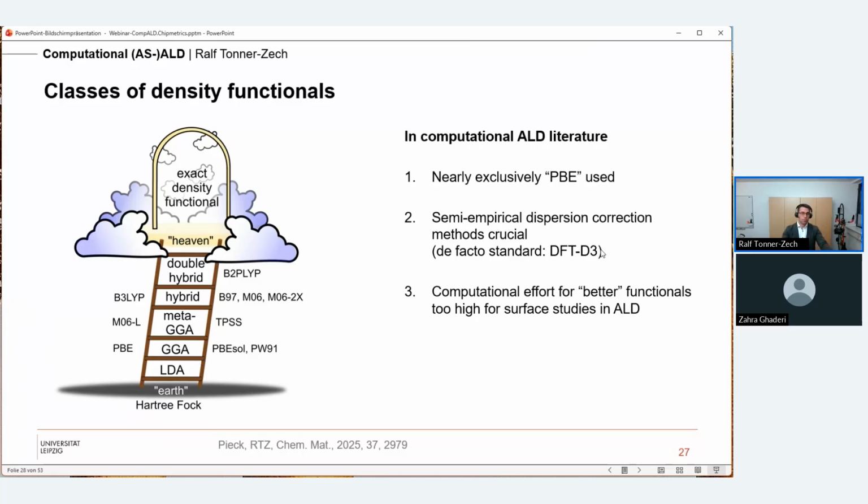Very important is that you include dispersion correction, because these density functionals do not capture dispersion interaction. That is the attraction between two rare gas atoms, for example, so fluctuating dipole interaction. So the de facto standard in chemistry is the DFT-D method. It's a very simple but quite accurate semi-empirical method, which can just be added as a correction term to your DFT energy. And as I said, there is hardly any other approach around in the ALD literature.